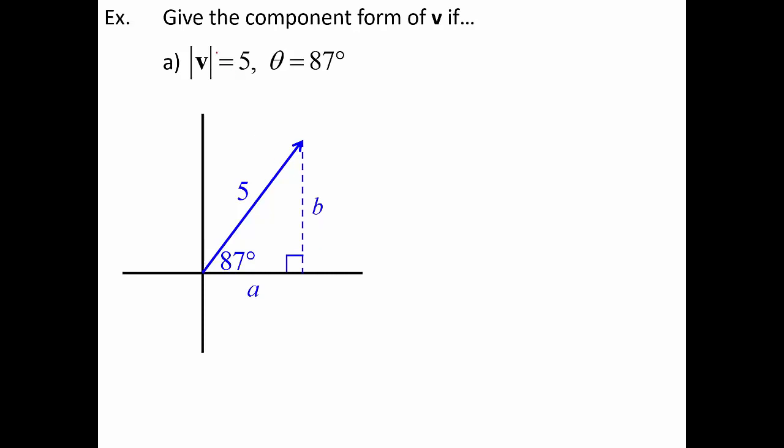And the question said, give the component form of vector v. The components are made up of the a value and the b value. Let's start with the a value, ignoring b for a second. To figure out a, recognize I have the hypotenuse and an angle of a triangle, and I'm looking for the adjacent side. Let's just use a cosine ratio. Cosine of 87 equals a over 5. Solving for a, we get 5 times the cosine of 87.